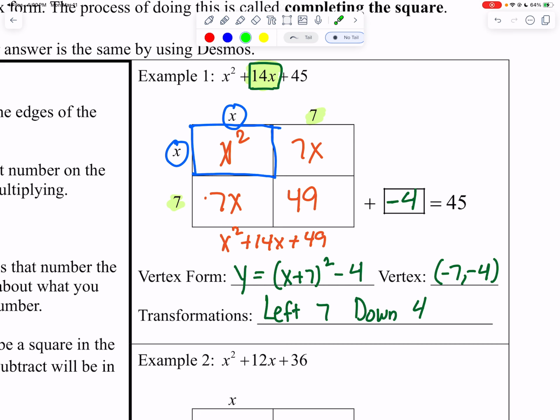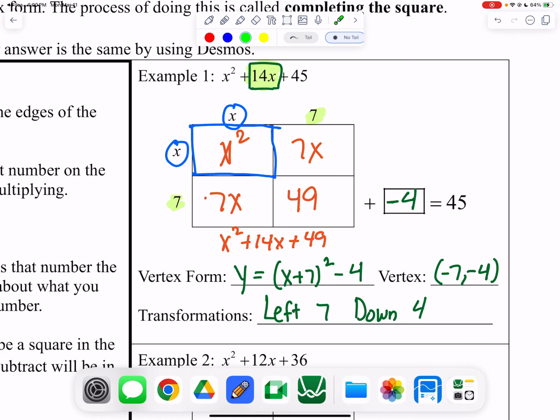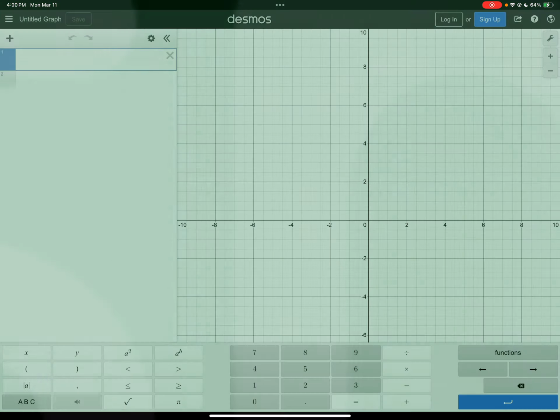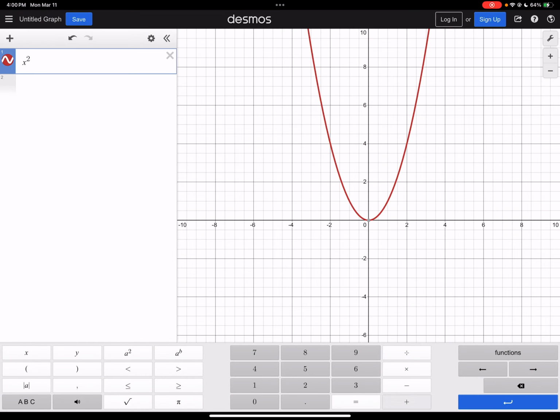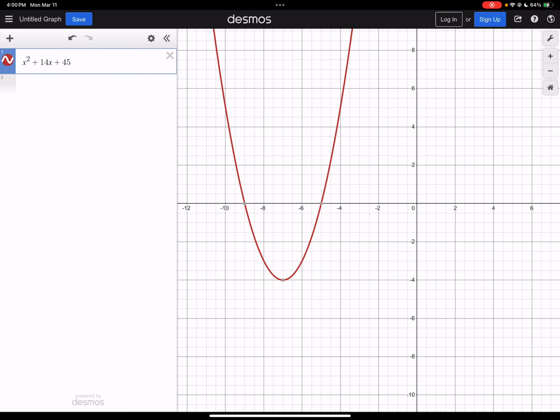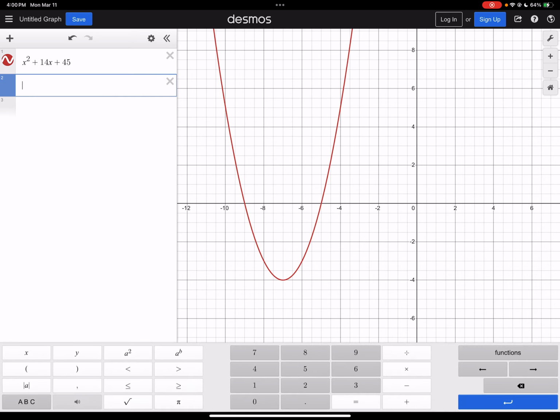What we are going to do here is actually put this on Desmos so that you can actually see vertex form. So if I were to type in x squared plus 14x plus 45, x squared plus 14x plus 45, I'm going to get that. And notice how your vertex is at -7, -4. So this tells me that I have x plus 7 squared minus 4. And see how my problem matches up with each other. So that's a good thing.